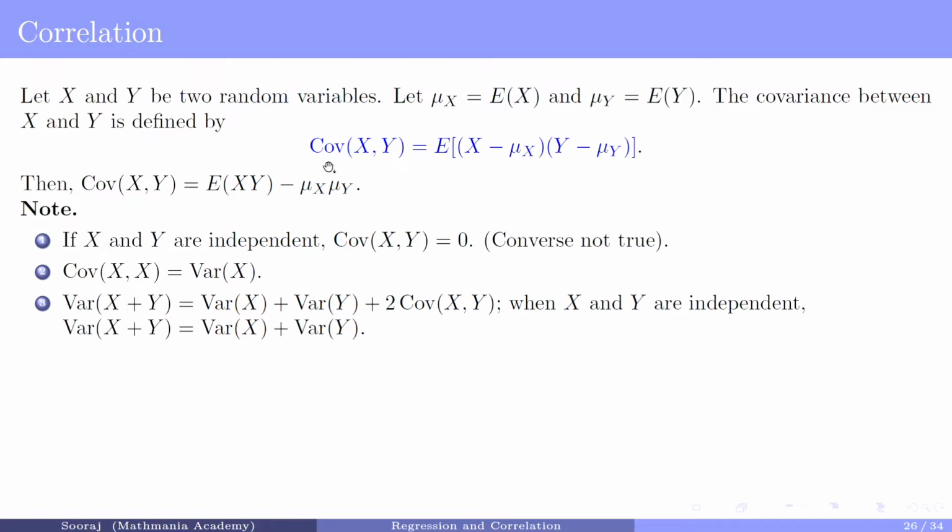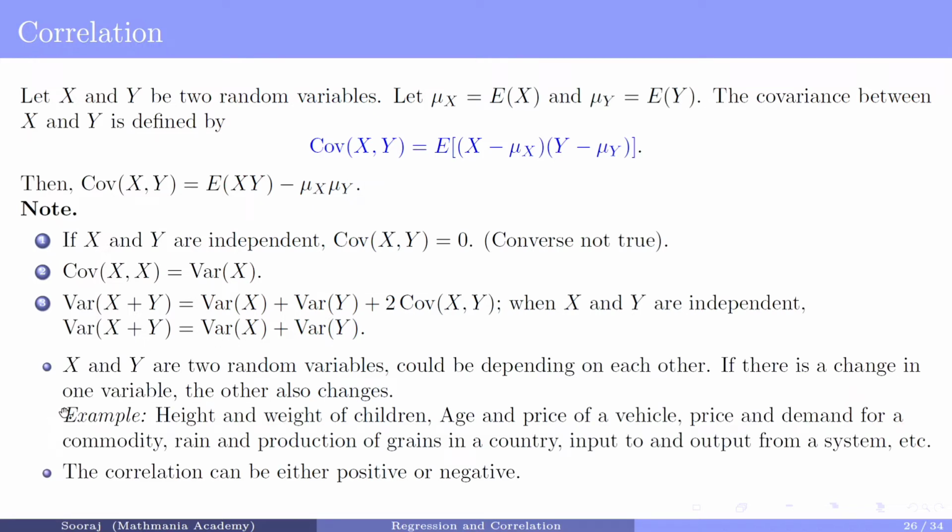Covariance of x comma x is simply the variance of x, right? So it is the expectation of x square minus the expectation of x the whole square. So that is the variance of x. And the variance of x plus y would split into the variance of x plus the variance of y plus twice the covariance of x comma y. And when the random variables are independent, we will have the variance of x plus y being the same as the variance of x plus the variance of y. These are some straightforward implications from the covariance expression.